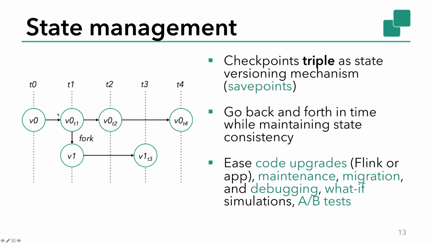You can also do things like, so we have a version 0 here of an application, and we take a savepoint at T1, and then we're forking a different version of the application. So you can version applications consistently. What that gives you is easier code upgrades, both application and Flink, maintenance, so let's say you want to move to a different cluster, and better debugging. You can do things like A/B tests, what-if simulations, etc. So in practice, this is absolutely necessary to manage streaming applications in production.